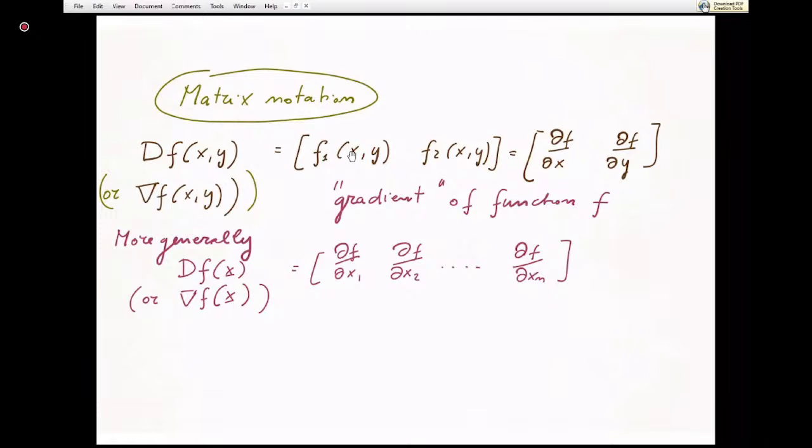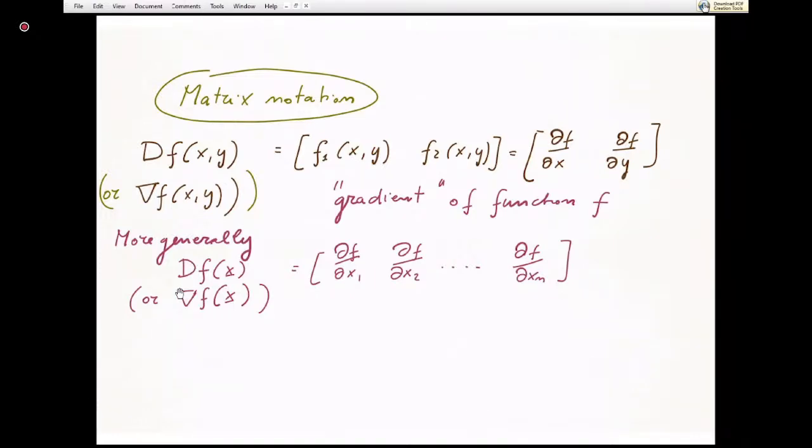More generally, we may have n variables. The notation for the gradient is this one, capital D f of x, where x is a vector, because we have n variables x, or this symbol here, which is a kind of reversed triangle, f of x, okay? So this D can also be denoted in this way.